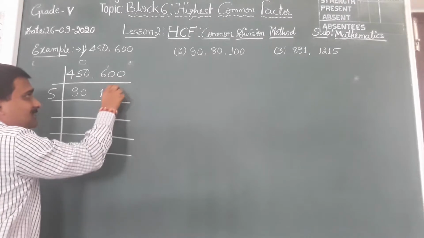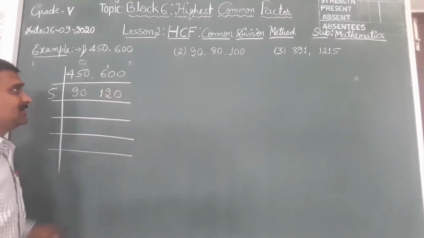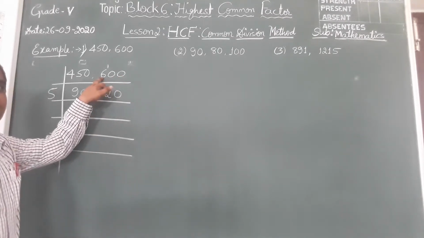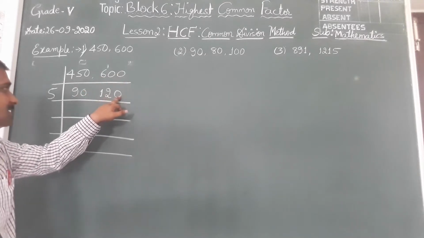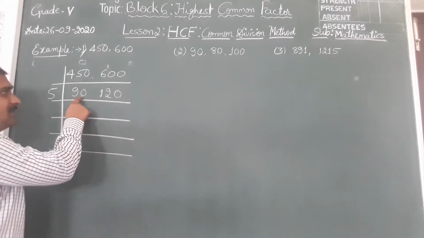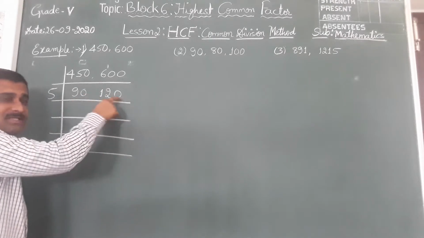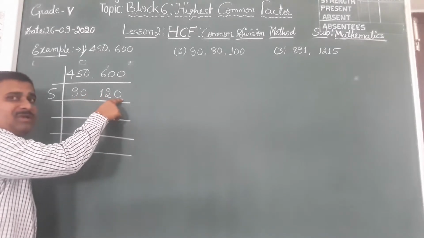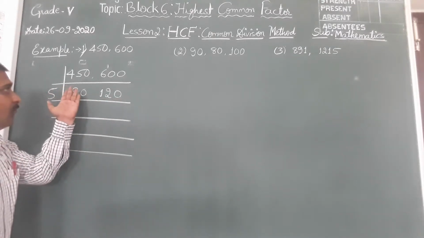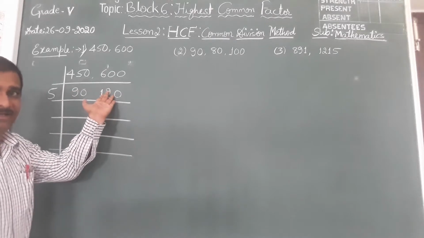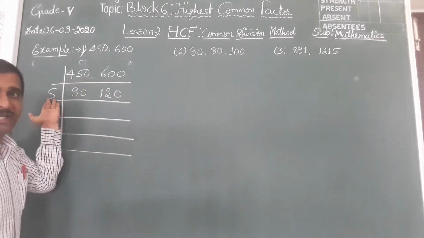And 0 as it is. 6 gone, 1 remains, 10, 5 2s are 10, 0 we take as it is. Again there is a 0 in the ones place, children. Again both can be divided by 5. So this is called common. Both the numbers we are dividing with the same number commonly.